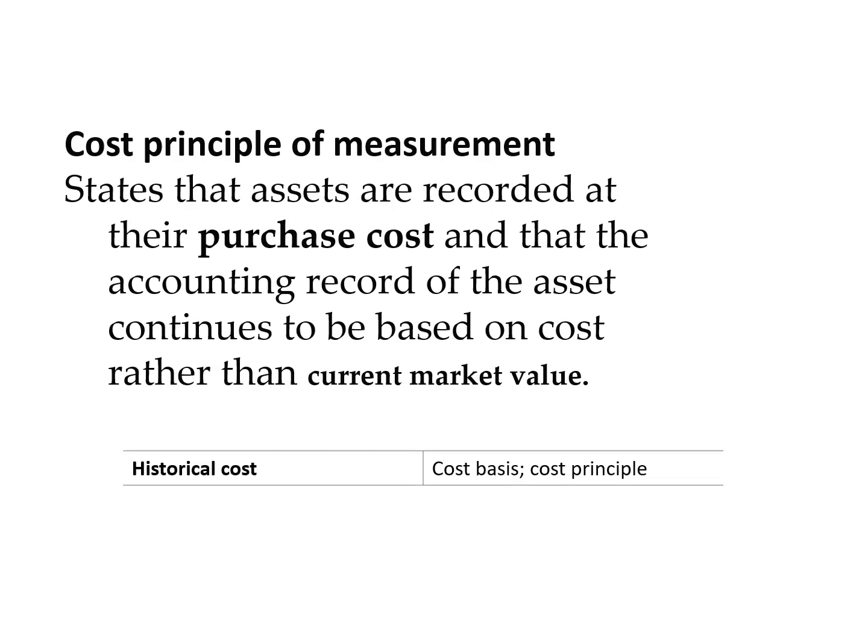The cost principle of measurement states that assets are recorded at their purchase cost, and in later accounting periods the assets continue to be based on the cost rather than the current market value. What is the meaning of this? In accounting, we always keep assets recorded at the purchase price, which is also known as historical cost, cost basis, or cost principle, not at the market value. This is a standard, this is the rule in accounting.